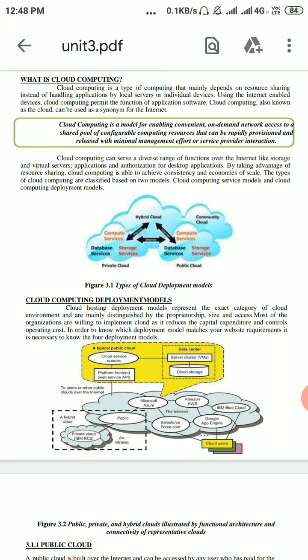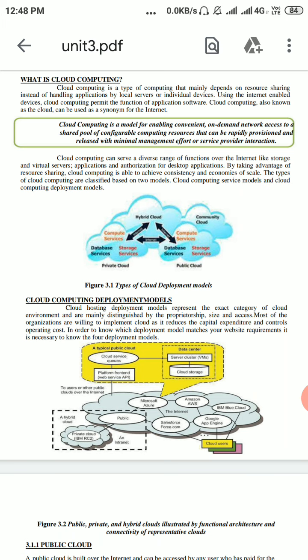So, cloud computing is a type of computing that mainly depends on resource sharing instead of handling application by local servers or individual devices. It means cloud computing is able to achieve consistency and economies of scale. Cloud computing, also known as the cloud, can be used as a synonym for the internet. Every internet supporting device generates a huge amount of data, and this data is stored on the cloud. Cloud computing is very helpful for storage.